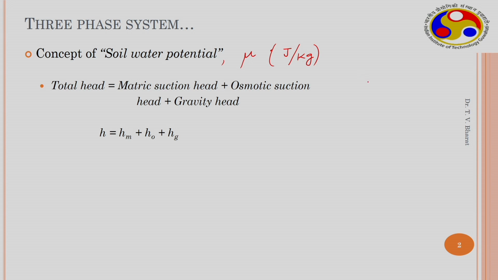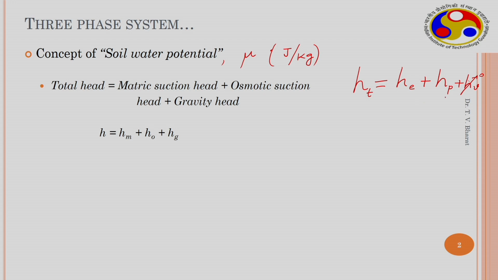And what is the total head? Earlier, in our basic soil mechanics, we studied that the total head consists of the elevation head plus the pressure head, and the velocity head we always ignore, because velocities of flow through soil are very small. This is the total head we consider in basic soil mechanics.